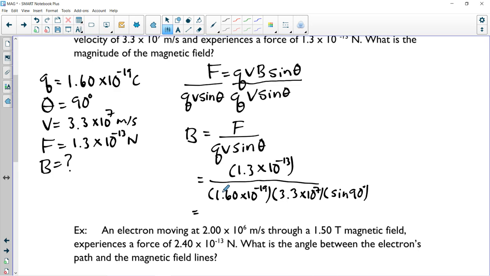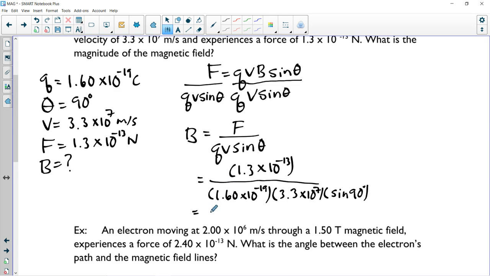So I put the 1.3 times 10 to the negative 13 in, and if you're lucky enough to have a Casio, you can do the over button. But if you are not, you want to just make sure that that entire bottom is in brackets, or you divide it, do multiple divide signs.